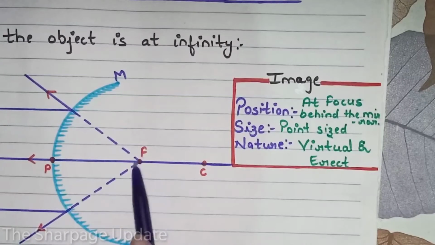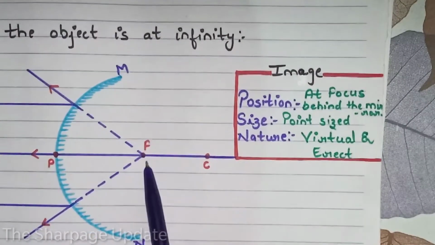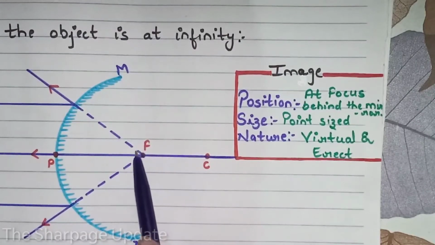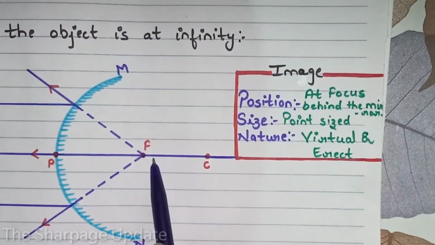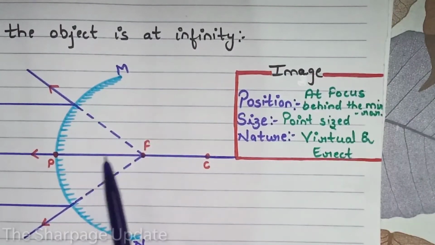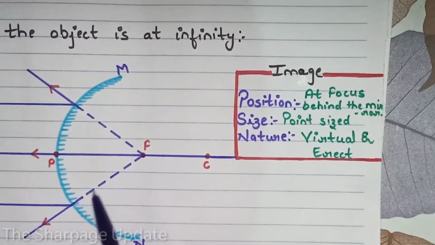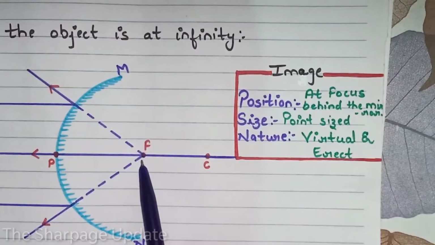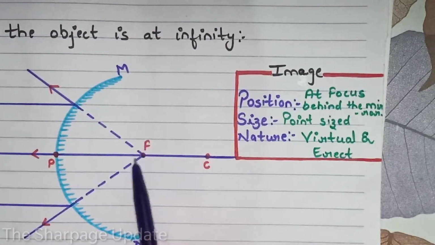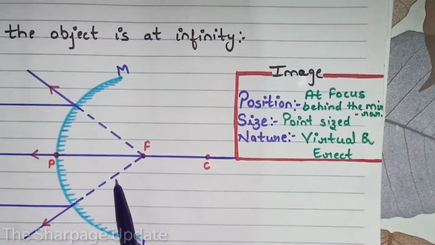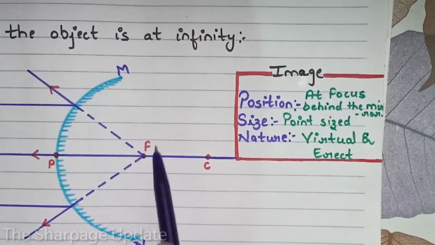Now, what is the size of this image? The size of this image is point size. You can see the size of this image is point size. Now, what is the nature of the image? Students, as you can see, the image is formed behind the mirror. So, the images which are formed behind the mirror are called virtual images. So, the nature of this image is virtual and erect.